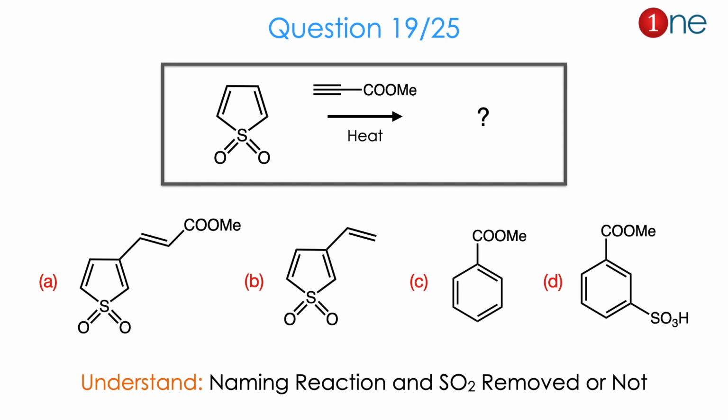Then let us look at the next question. Starting with an oxygenated thiophene with an alkyne, you are heating it up. They give 4 different products. A and B are substitution products. C and D are ring-expanded products. So you have to guess what is really happening with these substrates. From the question and all possible answers, you might realize that the question is really about a named reaction versus SO2 removal. The answer is C. Let us see how.